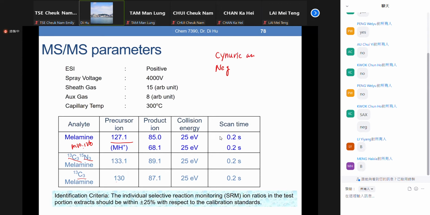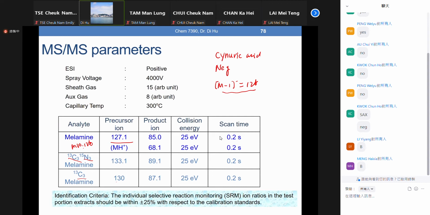Cyanuric acid. Okay, so that would be negative. You see that because the molecular weight is 129, so it will be M minus 1. So that will be 128, the precursor ion. And then they have the fragments, I think it's 85, I cannot remember.